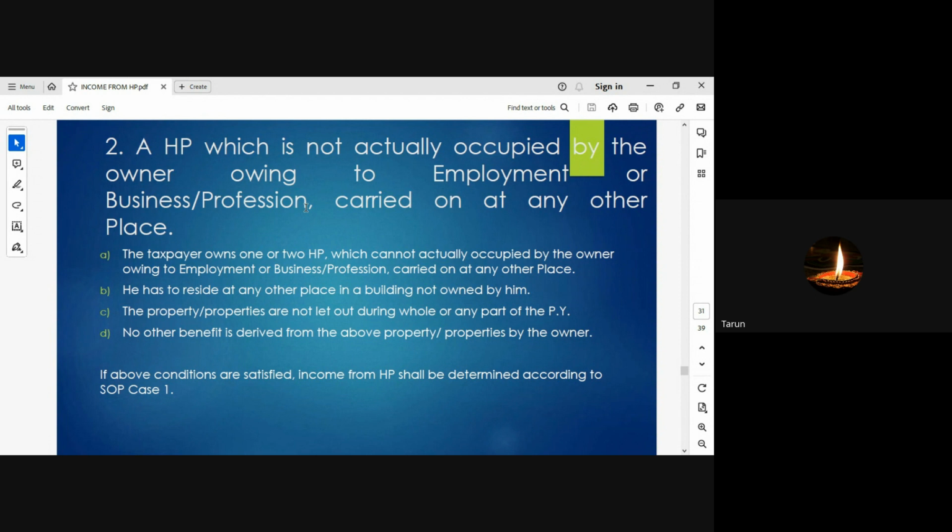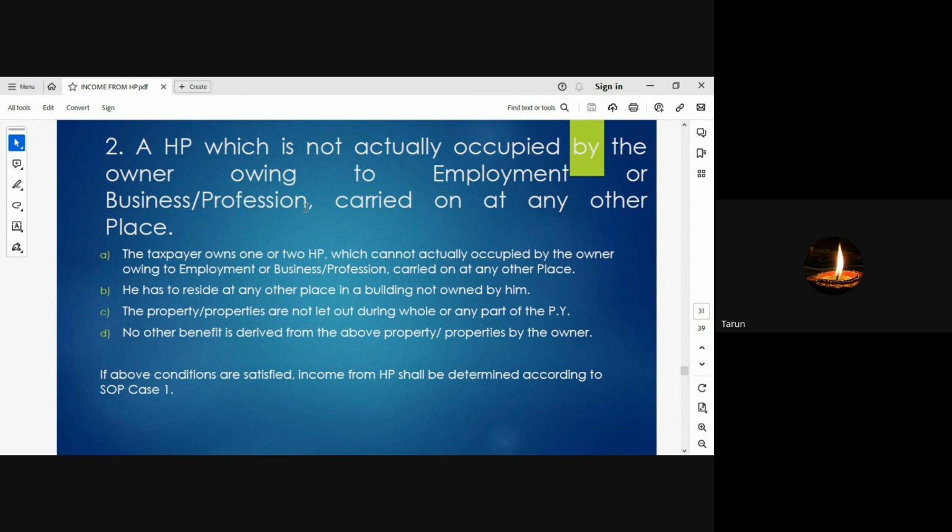In such cases, like for business, profession or employment, the owner has to reside at some other place, in a building which he does not own. The property or properties are not let out during the whole or any part of the previous year. No other benefit is derived from the above property or properties by the owner. So the owner doesn't receive any benefits and doesn't let out such property. The owner has to reside in another place in the building, but not in the exact building.